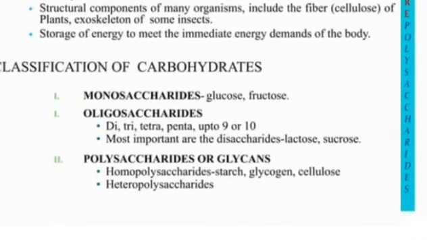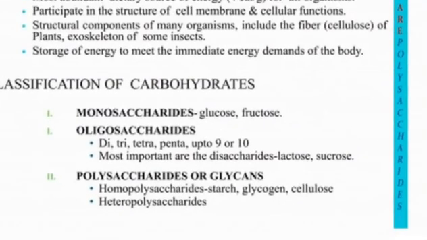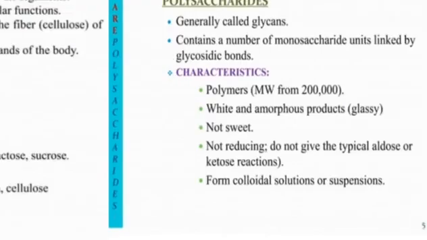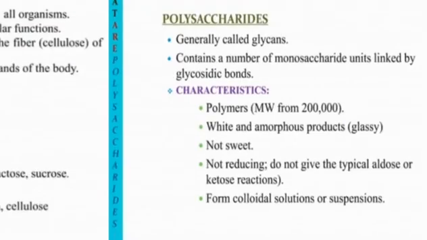So what is the classification of carbohydrates? Like we already know, carbohydrates are classified into monosaccharides, oligosaccharides, and polysaccharides. Monosaccharides are, for example, glucose and fructose. Oligosaccharides are disaccharide, trisaccharide, tetrasaccharide, pentasaccharide, up to 9 or 10, decasaccharide. But above that you have polysaccharide. Another name for polysaccharide is glycans.